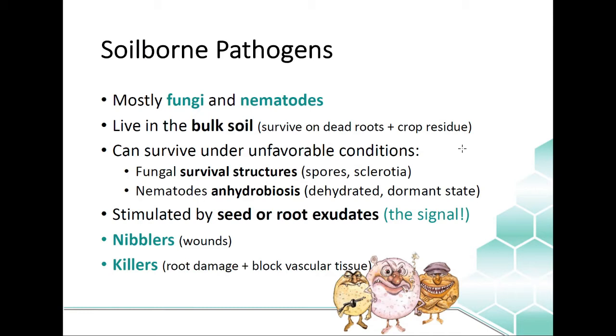And the moment the moisture situation is better, they become active again. They also are stimulated by seed or root exudates, the same as the beneficial ones. So the root exudates are the signal that there's a food source. And then, as we discussed in the previous slides, you get two groups of pathogens: the nibblers making the wounds, and then the killers coming in, first of all damaging the roots so that the plant can't take up nutrients and moisture anymore, and then also blocking the vascular tissue, taking out the plant.